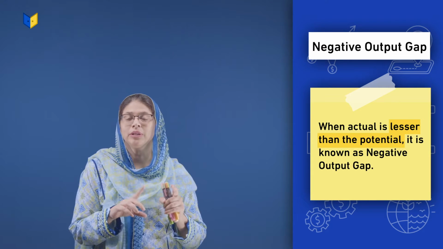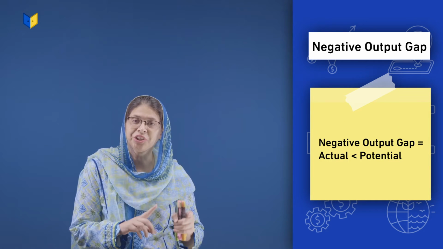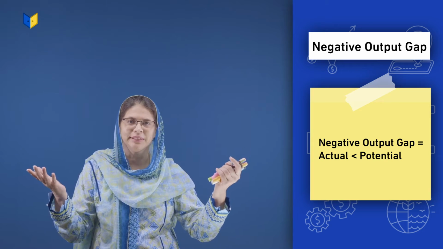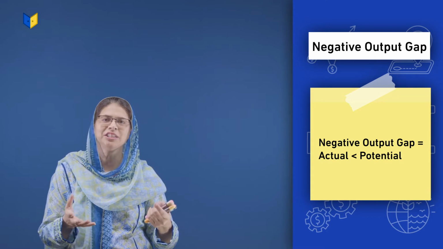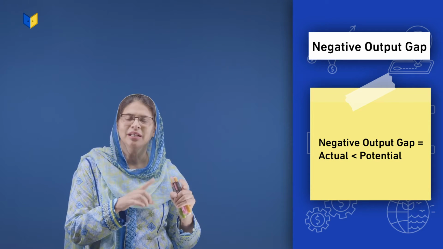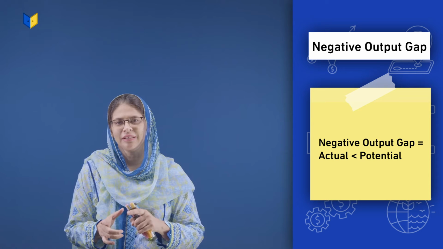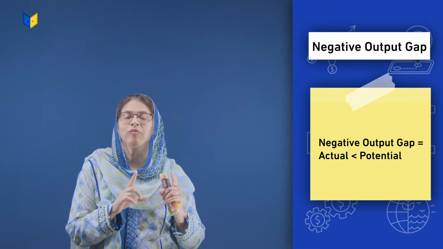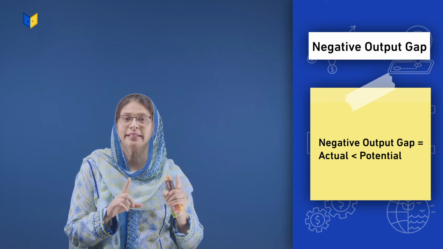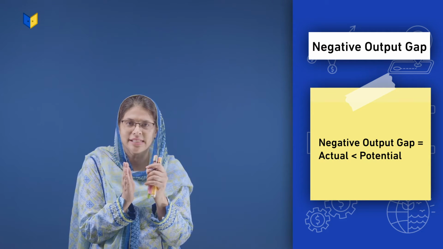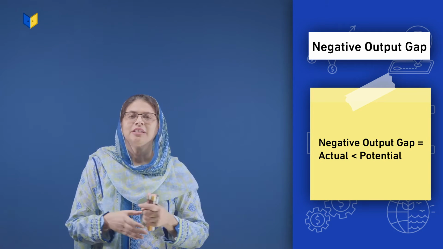Now, you know that there is always a difference between the actual and the potential economic growth. If the actual economic growth is less than the potential economic growth, which normally happens, okay? Often in economies the situation is that the actual is lesser than the potential. It is known as the negative output gap. It is negative because the actual is lesser and the potential was more. So now let's do it graphically.